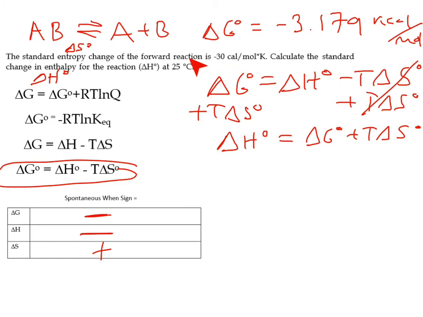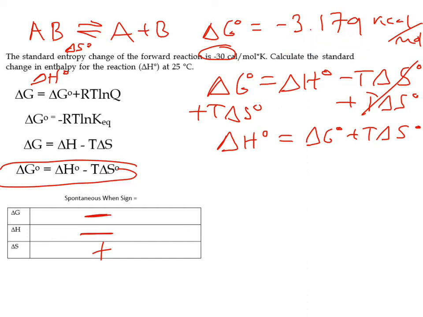But here we notice delta S, our standard entropy change, is negative. And that means that that is non-spontaneous. And so that must mean that our delta H is spontaneous enough to overcome the non-spontaneous value of delta S. Okay? And we're going to have to prove that delta H is actually a lot more favorable than delta S is unfavorable to give us a net of negative 3.179 kilocalories per mole.